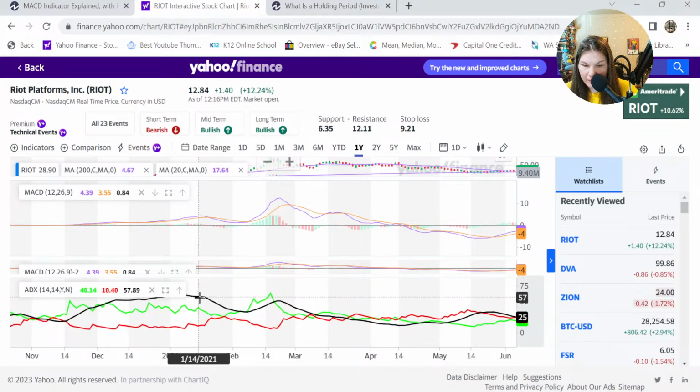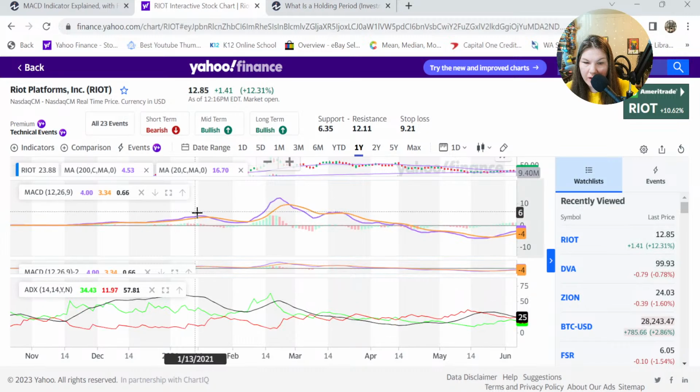It's at 57, okay? The black line is at 57. That means it's over. It's a trend. It's trending. So here it is, same spot. The purple line is over, but it's crossing down. So it's trending down, right?